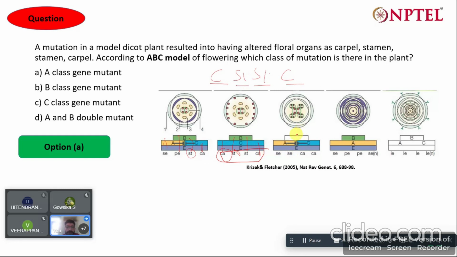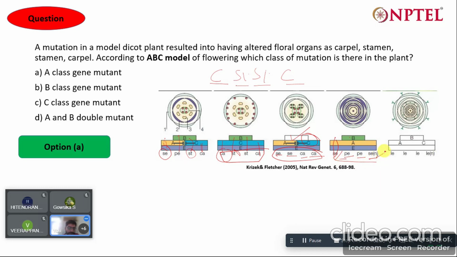Now, what about if B class genes are mutated? In that case, as we know, for sepals only A and E are important. So it will be sepal, then carpel. This arrangement will be there when B class genes are mutated. And now if C class genes are mutated, then A and E will form sepals, then B, A and E will form petals, then again petals, and then sepals, and it will be in n numbers.